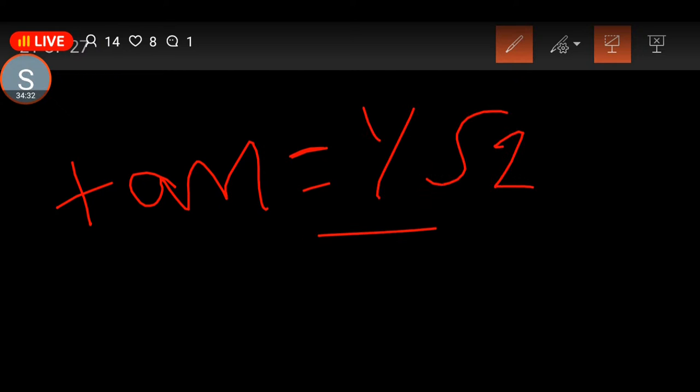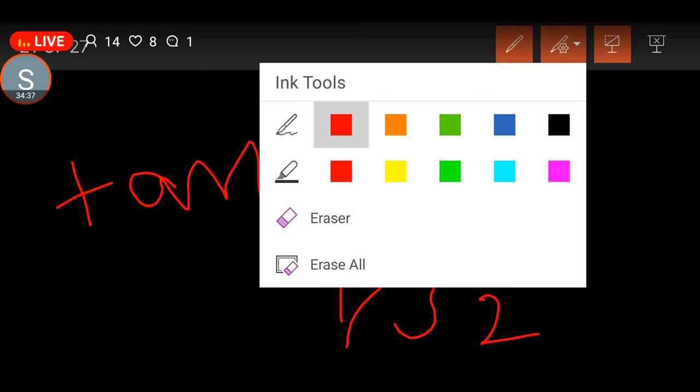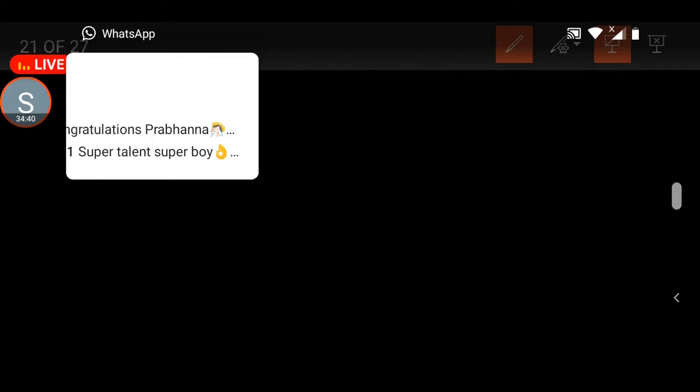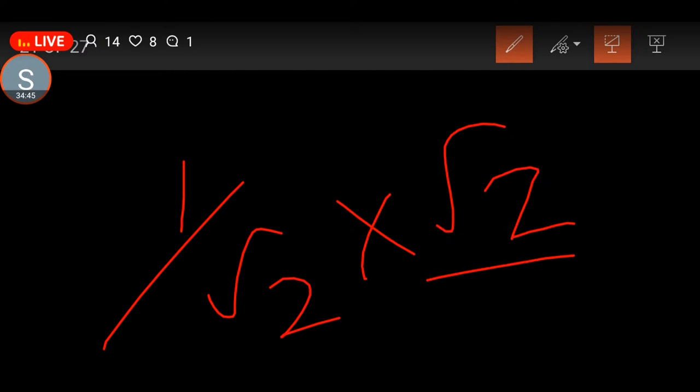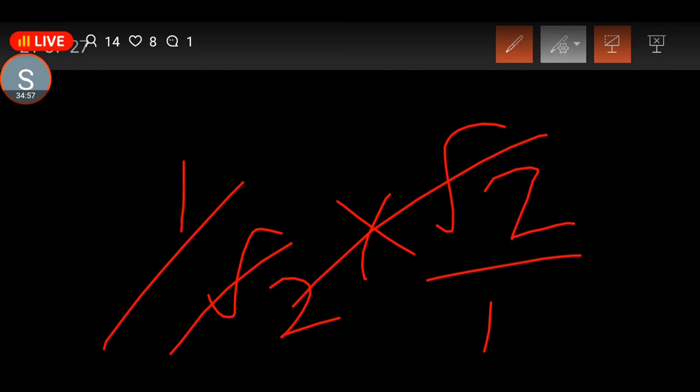Now for tan 45 you can take two ways. I'll show you the first way, that is sine by cos. Sine 45 is 1 by root 2 and cos 45 is also 1 by root 2. The denominator goes to the numerator: 1 by root 2 into root 2 by 1. The root 2 gets cancelled and 1 remains. So tan 45 is 1. You can check in the trigonometric table.